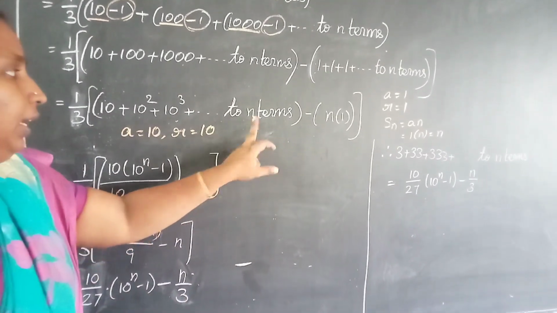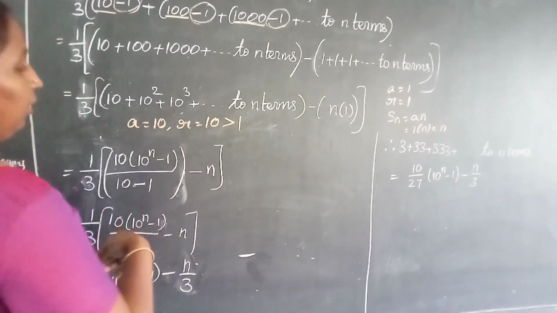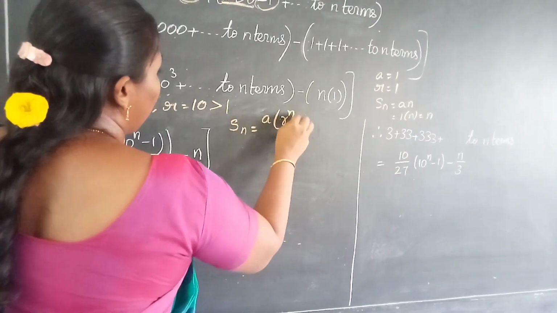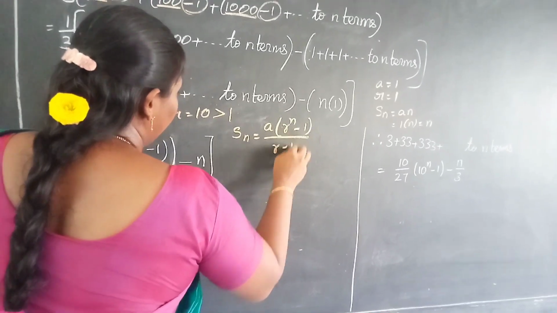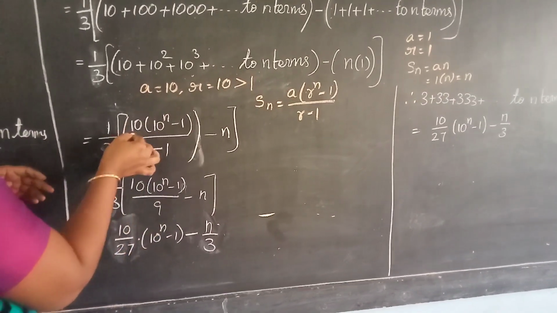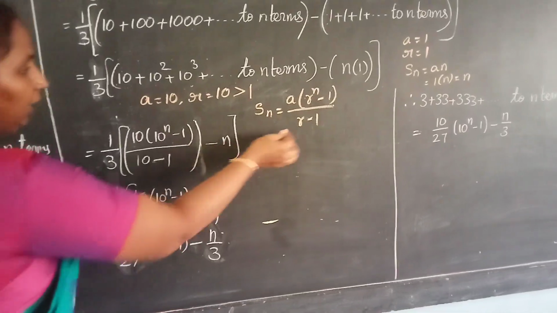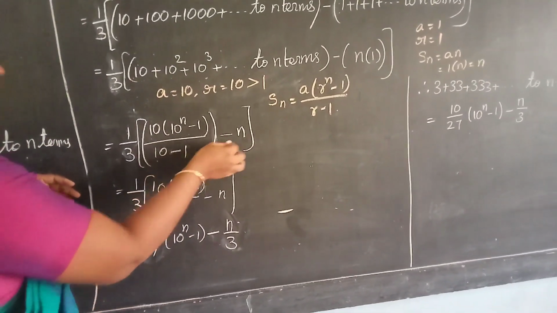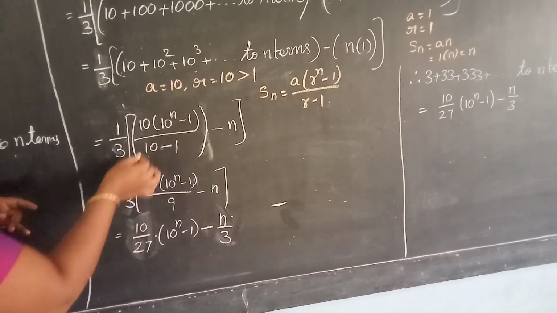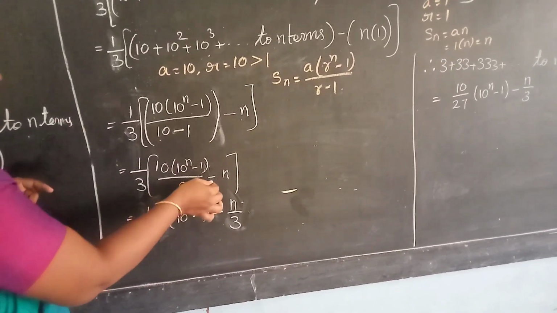Number of terms is n. So here R is 10, is that greater than 1 or less than 1? Greater than 1. What formula do you have to use for Sn? Sn equal to A into R power n minus 1 by R minus 1. Okay? Say this 1 by 3. A means 10 into R power n, that is 10 power n minus 1, by R minus 1 means 10 minus 1, minus n into 1 you get n here. Okay. So 1 by 3 into 10 power n minus 1 by 10 minus 1 you get 9, minus n.